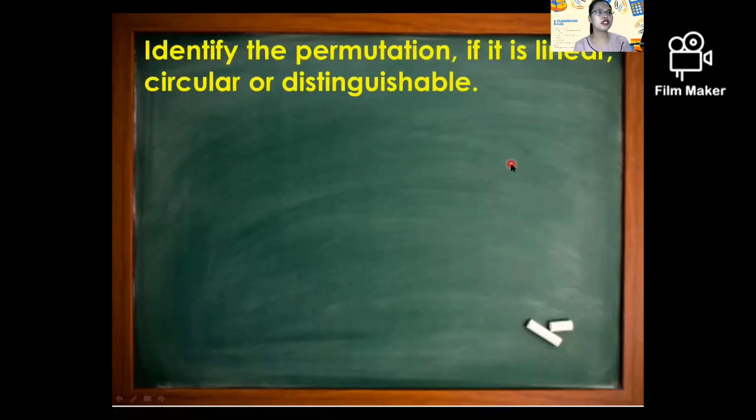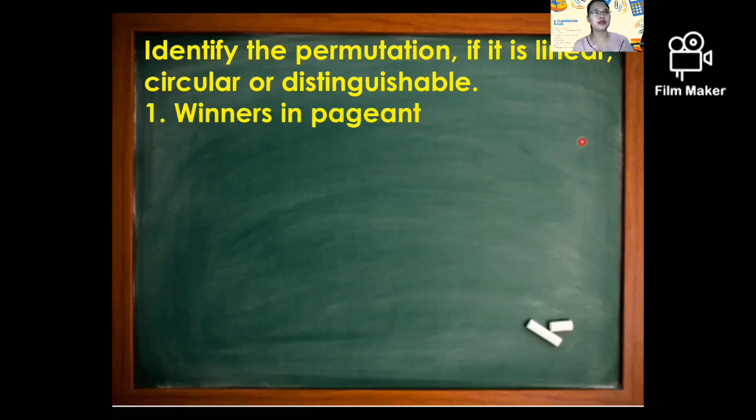Let's have this one. Identify the permutation if it is linear, circular, or distinguishable. So, sana naintindihan na yung iba't ibang klase ng permutation. So, in this one, titingin naman tayo sa iba't ibang scenario kung anong klaseng permutations ba ang mga ito. Okay? Number 1, winners in pageant. Saan siya pasok? Is it linear, circular, or distinguishable? Ang winners in pageant ay linear. Kasi sa winners ng pageant, merong champion, first runner-up, second runner-up, third runner-up, and so on. Okay? So, siya ay linear. Kasi importante sa kanya yung order and arrangement.